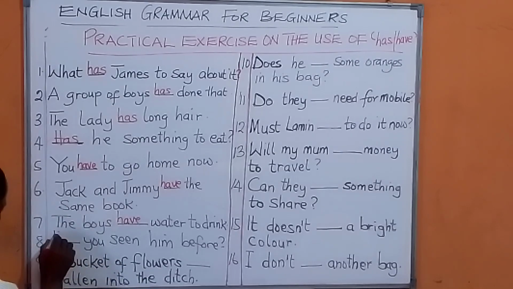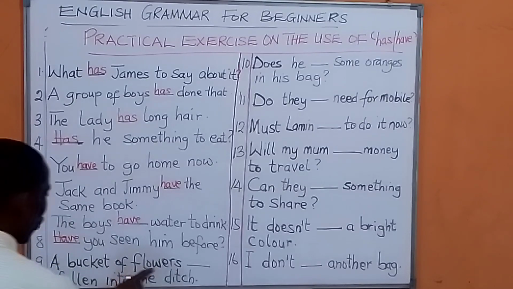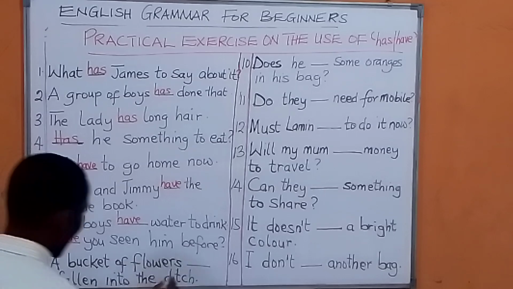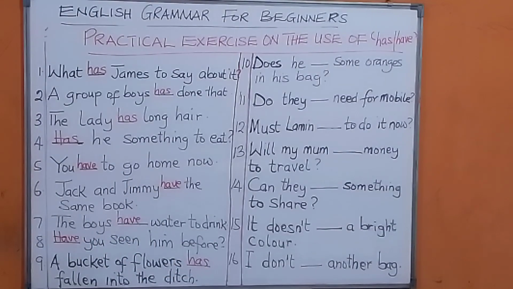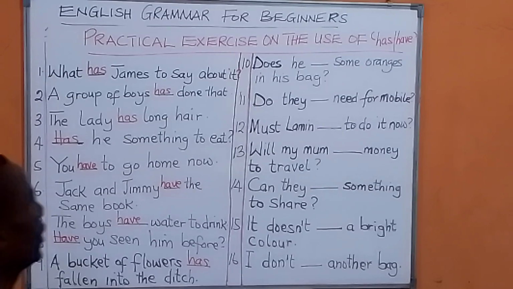Okay? This number 8, have you seen him before? Don't say has you seen him, no. Have you seen him before? Number 9, a bucket of flowers has fallen into the ditch. Now it's not talking about the flowers as many. It's just talking about a bucket, all the flowers in one bucket. So a bucket of flowers has fallen into the ditch.